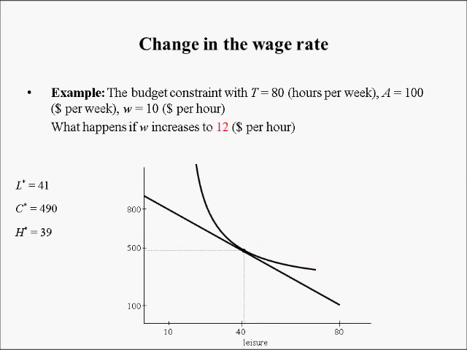Now what happens if the wage increases to $12? Remember, the old wage was $10 and the wage enters both the intercept and the slope. Both the slope and the intercept increase. So the budget line will rotate clockwise.